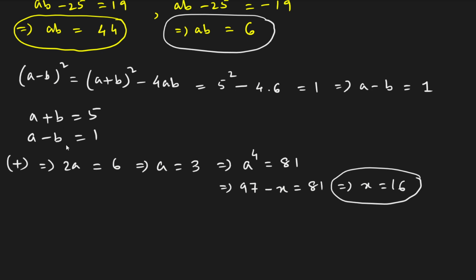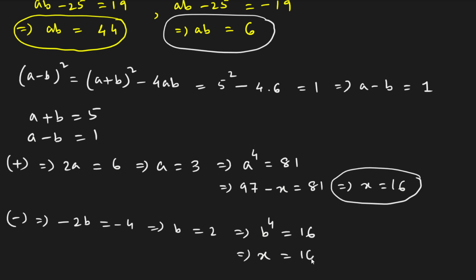And in the same way, if you subtract, then you will get minus twice b equals minus 4. This implies b equals 2. b to the power 4 is equal to how much? 16. And at the beginning, b to the power 4 is x. So x equals how much? 16. Okay. So the problem is very interesting.